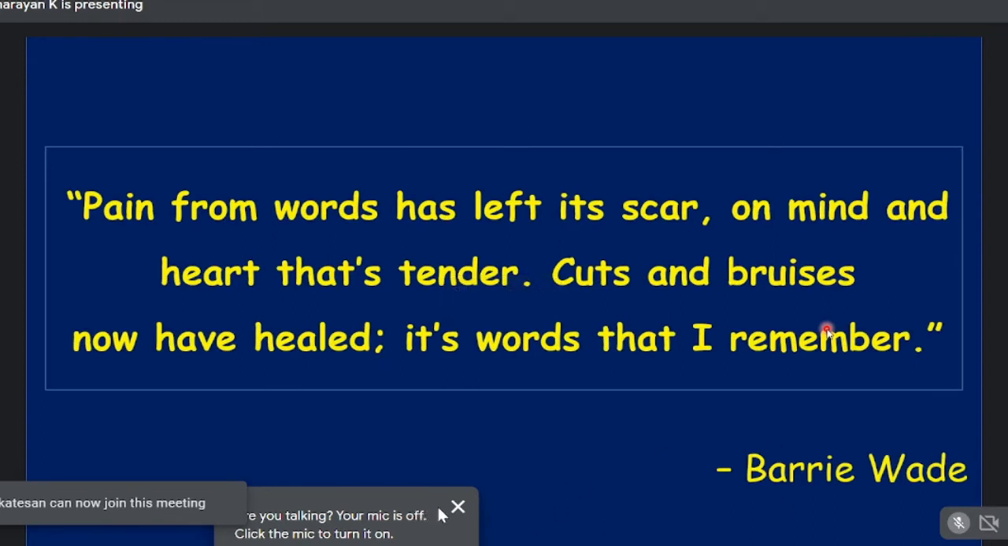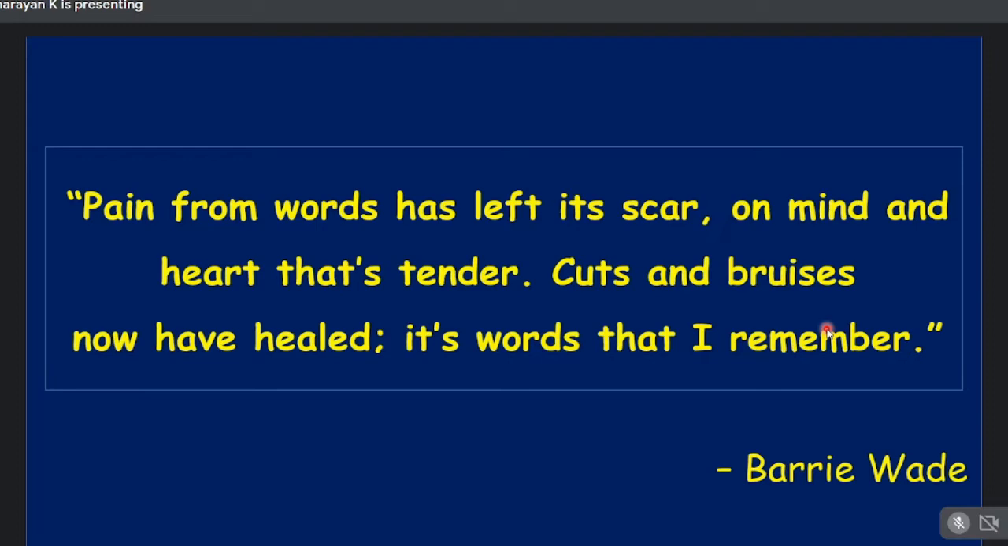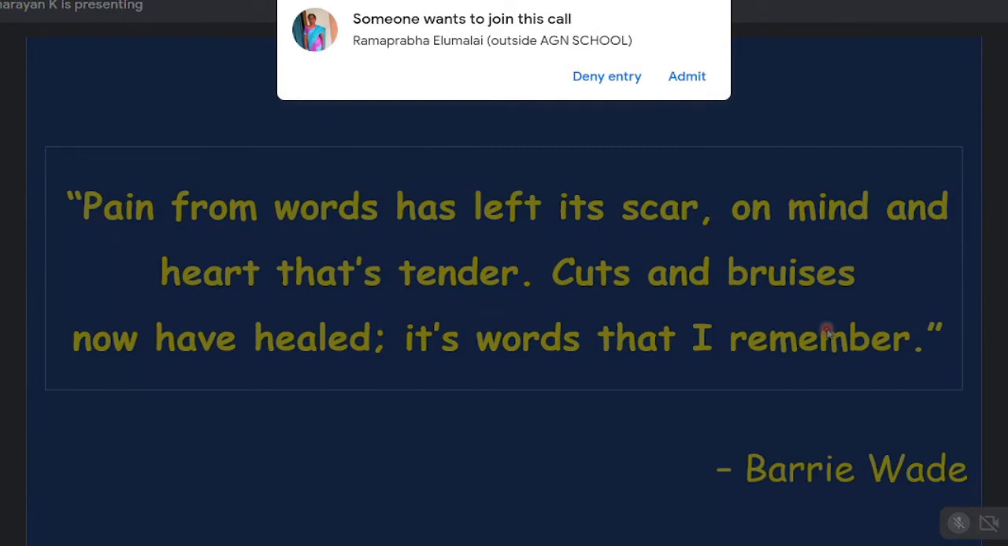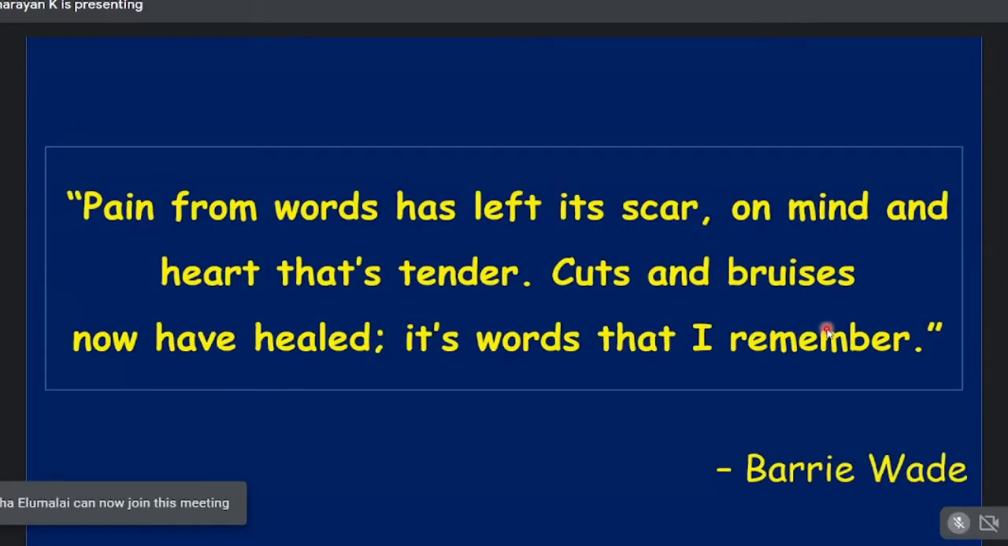Pain from words has left its scar on mind and heart that's tender. Cuts and bruises now have healed. It's words that I remember. They will always remember many years later the words that you have used, the sarcasm, the scorn that you have used. They may have had several physical injuries which would have healed, but these emotional wounds will be very, very difficult to forget. So please remember this, never to humiliate or make a student feel low, lower his self-esteem.